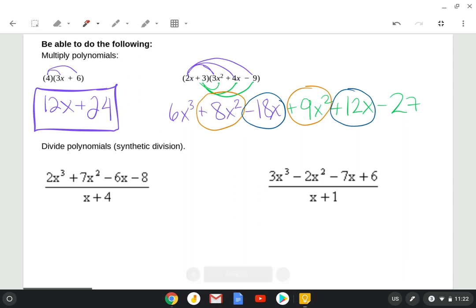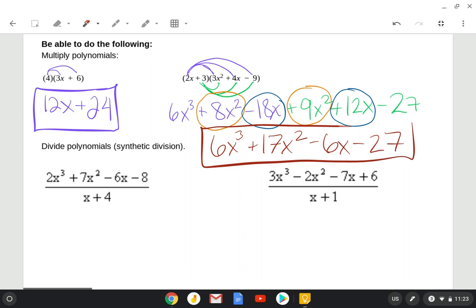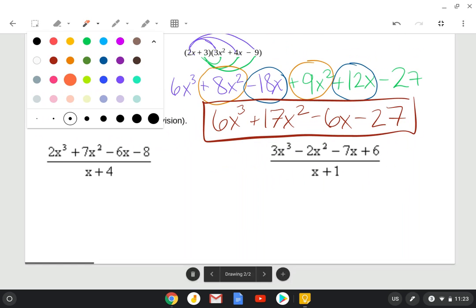So for our final answer, we're going to end up with 6x to the third. And then we do 8x squared plus 9x squared. 8 plus 9 is 17. Notice the ending doesn't change. You just add the coefficients. And then we have minus 18x and plus 12x. So negative 18 plus 12, you can use your calculator on those if you need it, is minus 6x minus 27. And then that is the end because we've combined everything that can be combined. All right, so that's how you do those multiplication problems. We did a bunch of those in the lesson, so hopefully you have that down.